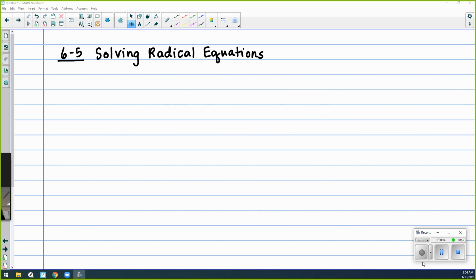Hey everybody, welcome back. This is kind of an exciting section because it's like you've been preparing for it your whole life. We're going to take a look at 6-5, solving radical equations. We're going to do 4 examples, so I broke my paper into fourths.